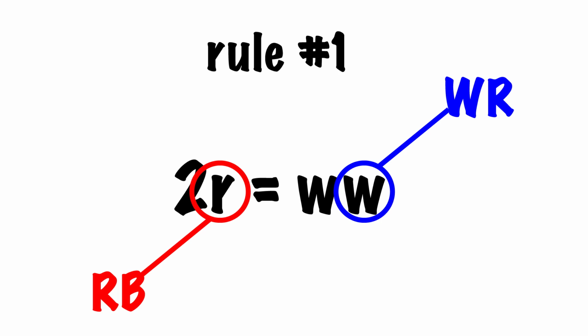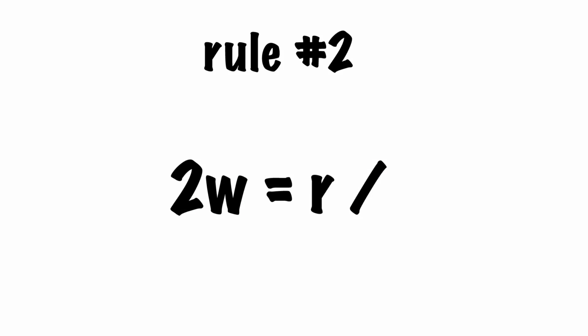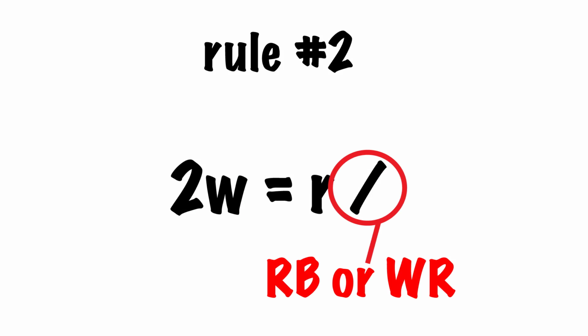How about rule number 2? The dash stands for running back or receiver. So this rule is saying that if a team has drafted 2 receivers and no running backs, then their next 2 picks should be a running back and either a receiver or running back.